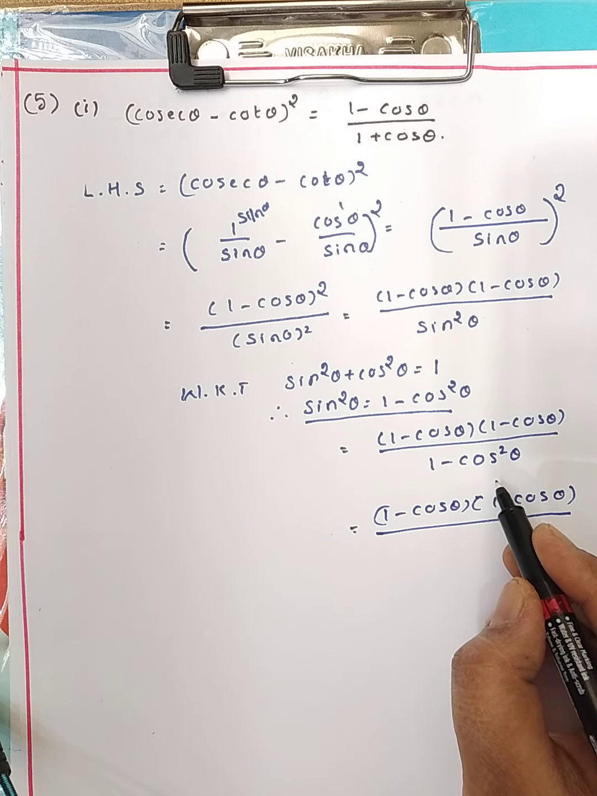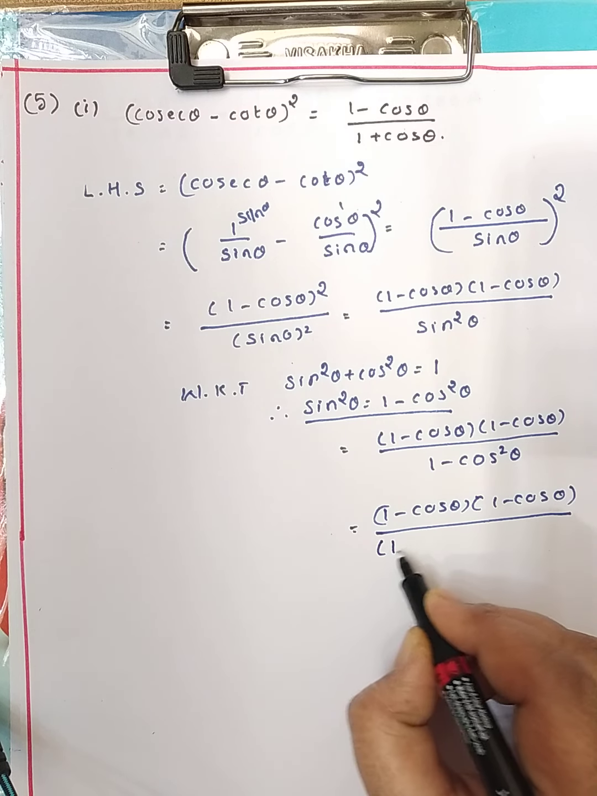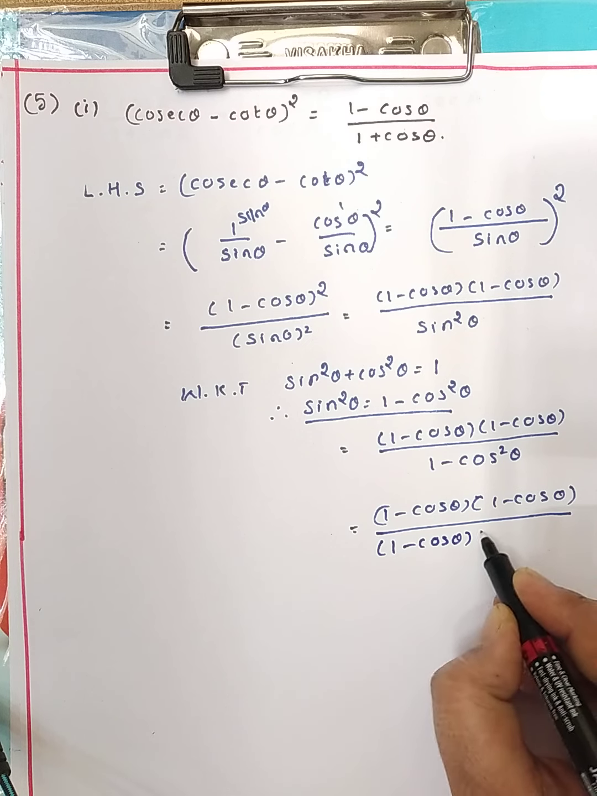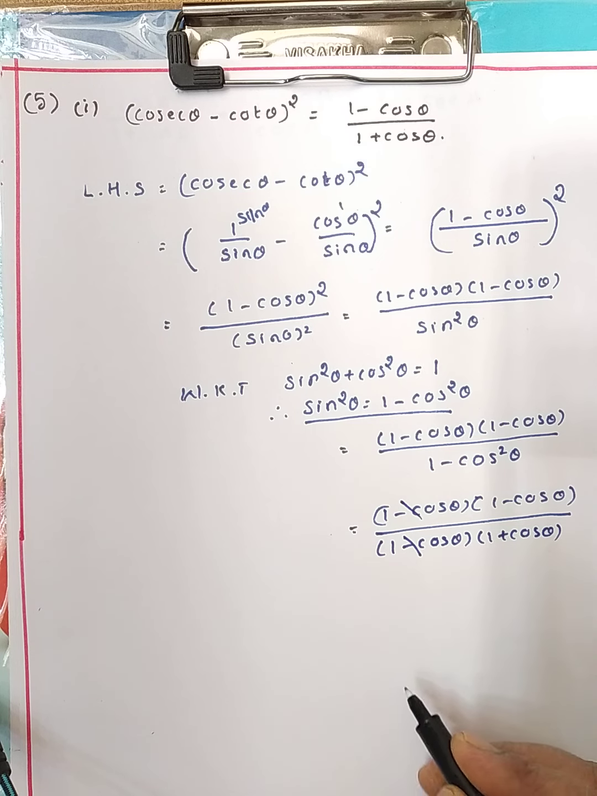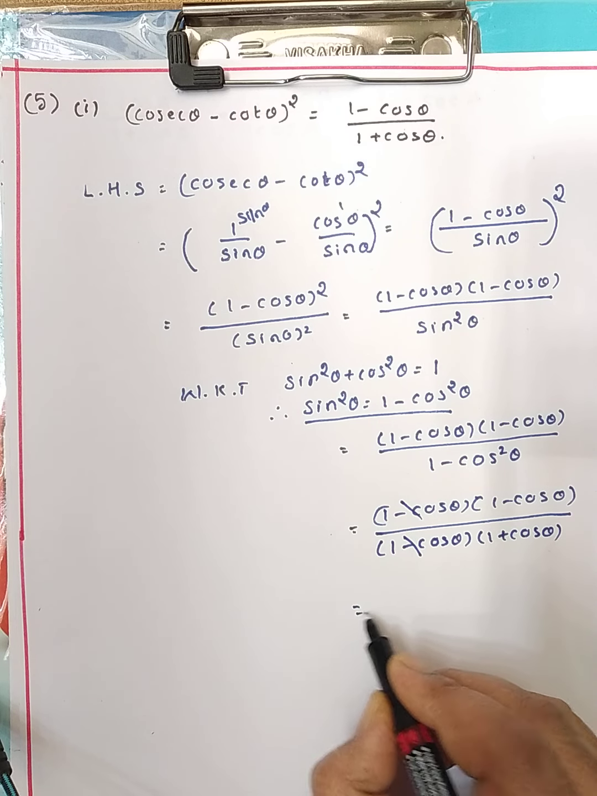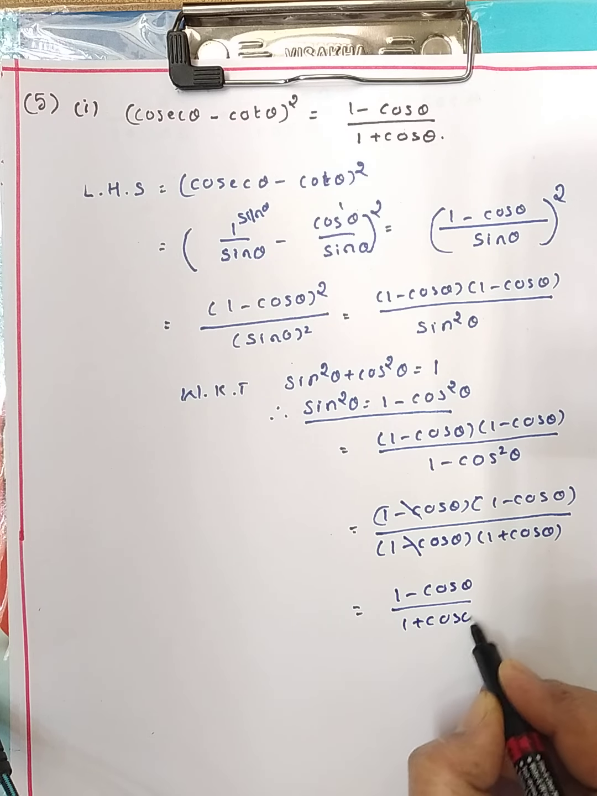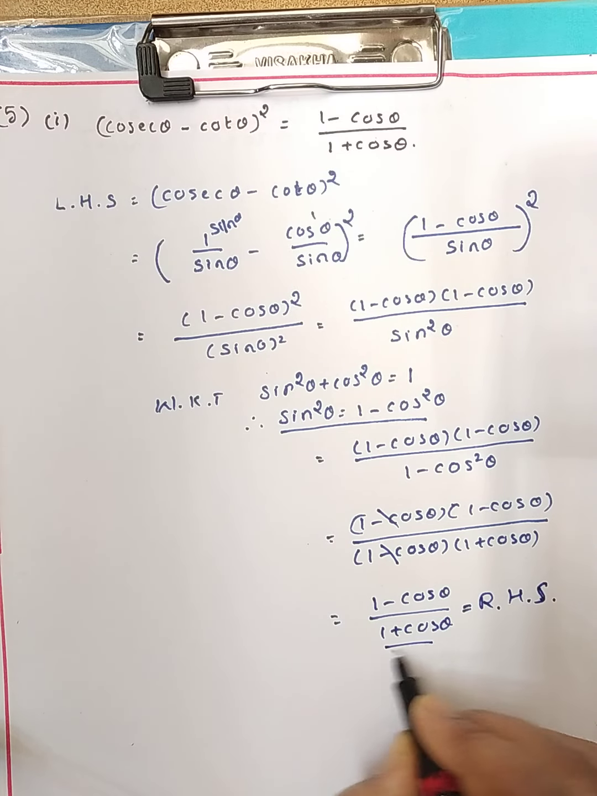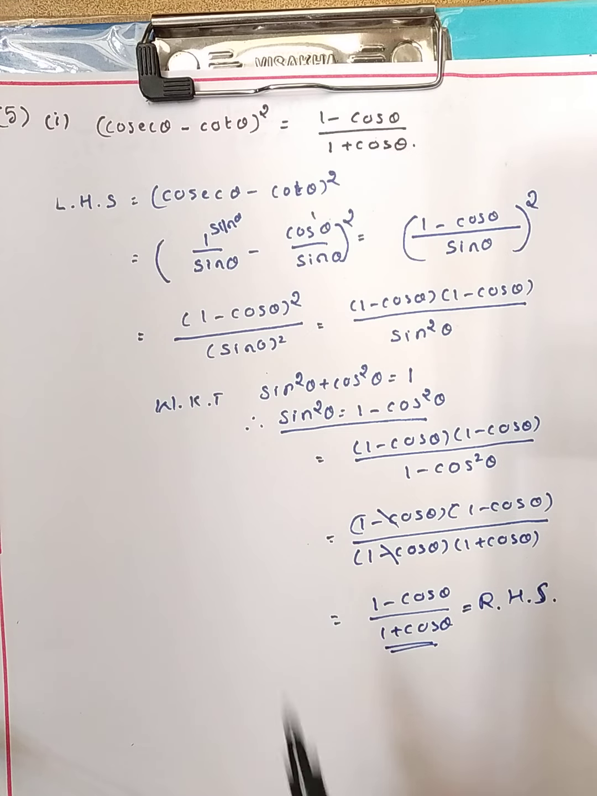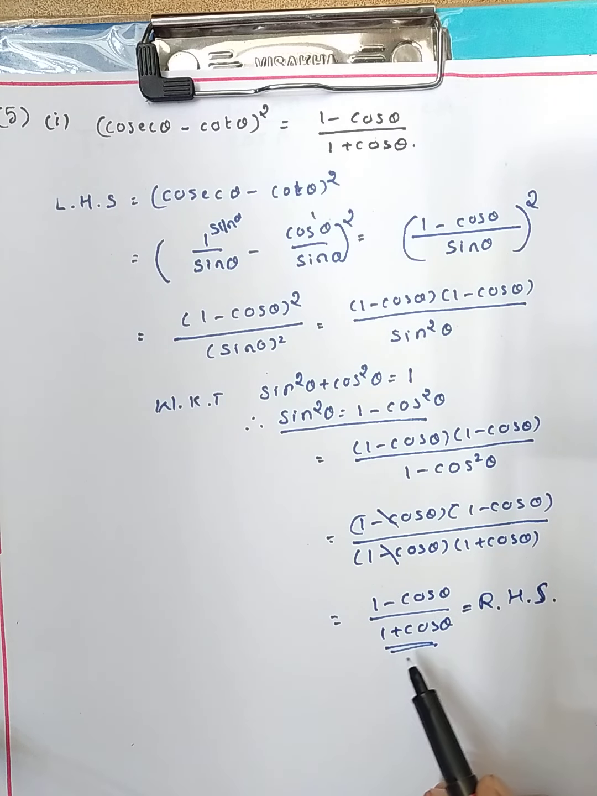Now 1 minus cos square theta is of the form a square minus b square. A square minus b square equal to (a plus b) into (a minus b). A is 1 and b is cos theta. Write (1 minus cos theta) and (1 plus cos theta). 1 minus cos theta in numerator and denominator gets cancelled, and you will get the answer (1 minus cos theta) upon (1 plus cos theta). This is the RHS, what we have to prove. So we proved cosec theta minus cot theta whole square equal to 1 minus cos theta upon 1 plus cos theta.